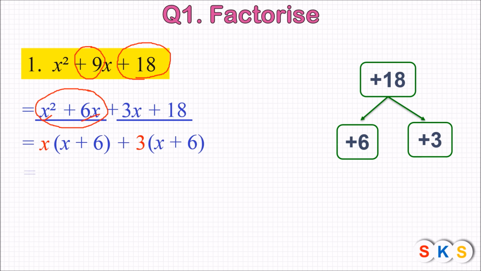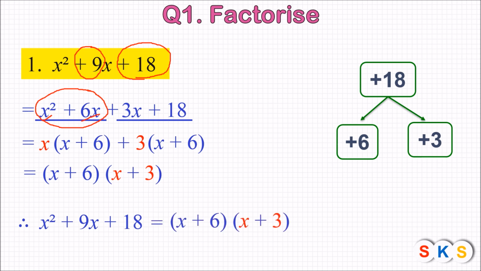X plus 6. Now what is common in these two groups? X plus 6. You can see that x plus 6 is common in both, so we will write that first. And what is left other than x plus 6? X plus 3. So the factor of x square plus 9x plus 18 is x plus 6 into x plus 3.